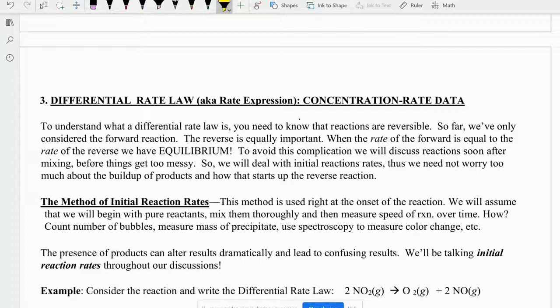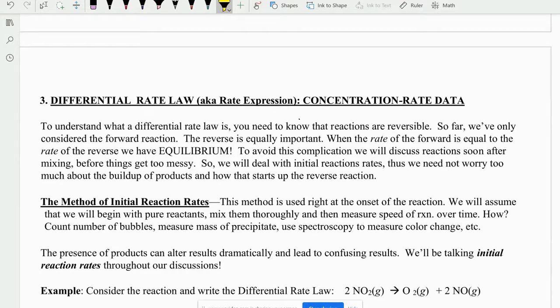Hi everybody, it is Miss Weeson, and we are at the top of page 6, getting ready to watch our third podcast of Unit 5, Chemical Kinetics. Today we're going to learn about rate expressions, or more specifically, the differential rate law.